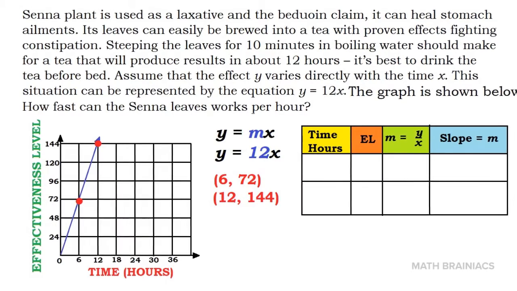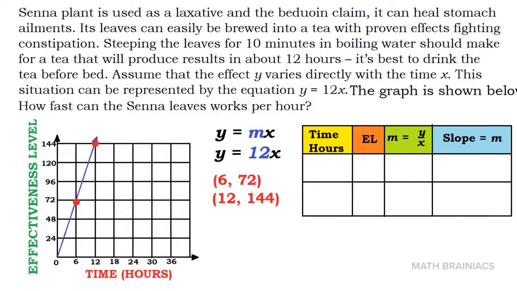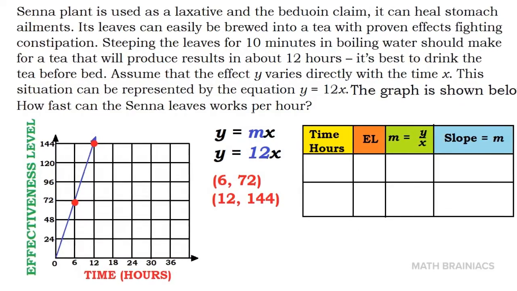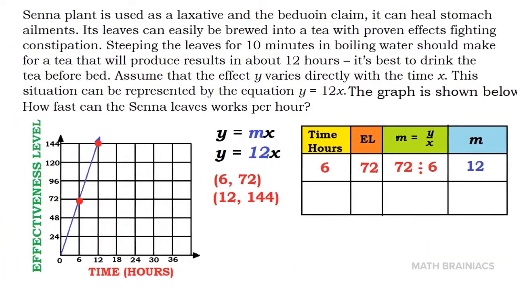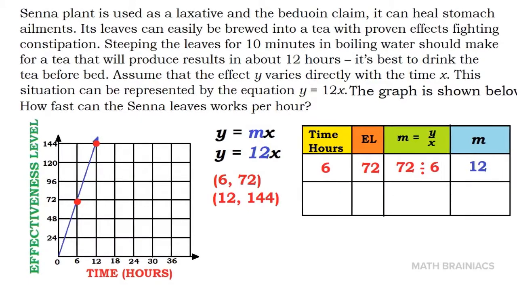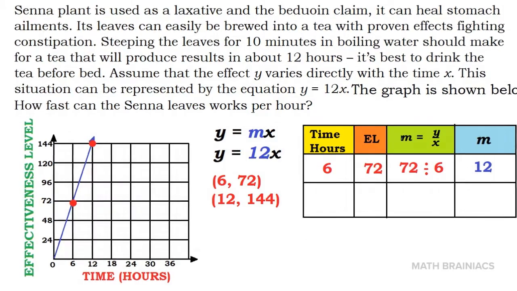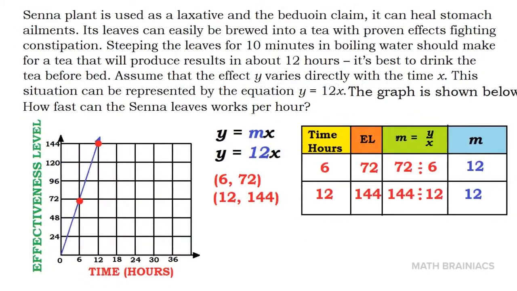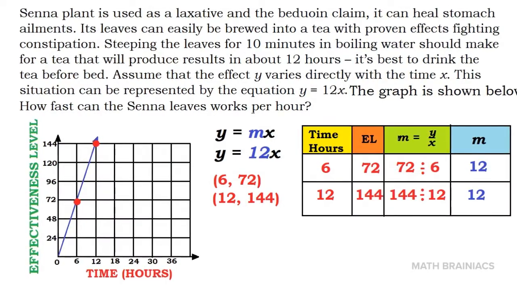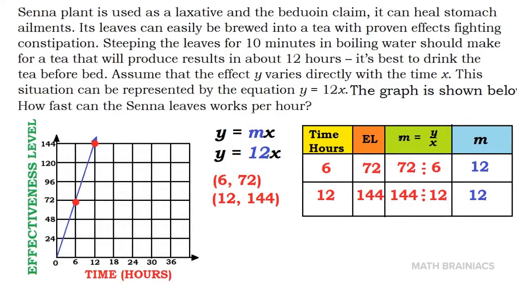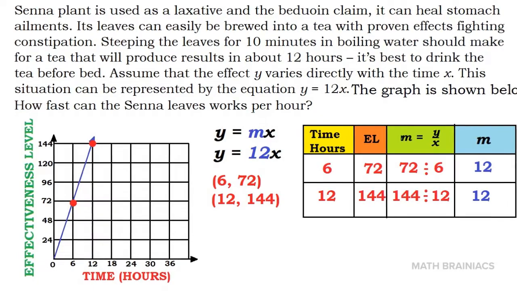Let us draw a table so that I can lead you through the steps. The first column is for the time, the second column is for the effectiveness level, the third column is for the equation, and the fourth column will be for the slope. Accordingly, when x is equal to 6, y is equal to 72. Therefore, 72 divided by 6 will give us 12. For the second ordered pair, when the time is 12, the effectiveness level is 144. Accordingly, m is equal to y over x, which is 144 divided by 12. Therefore, m is equal to 12.